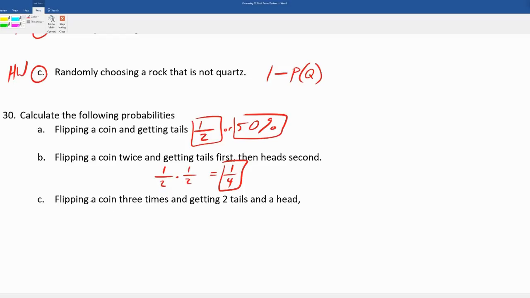All right, so flipping a coin 3 times and getting 2 tails and a head. Tell you what, that's for you. Get your practice in and let me know how it goes.